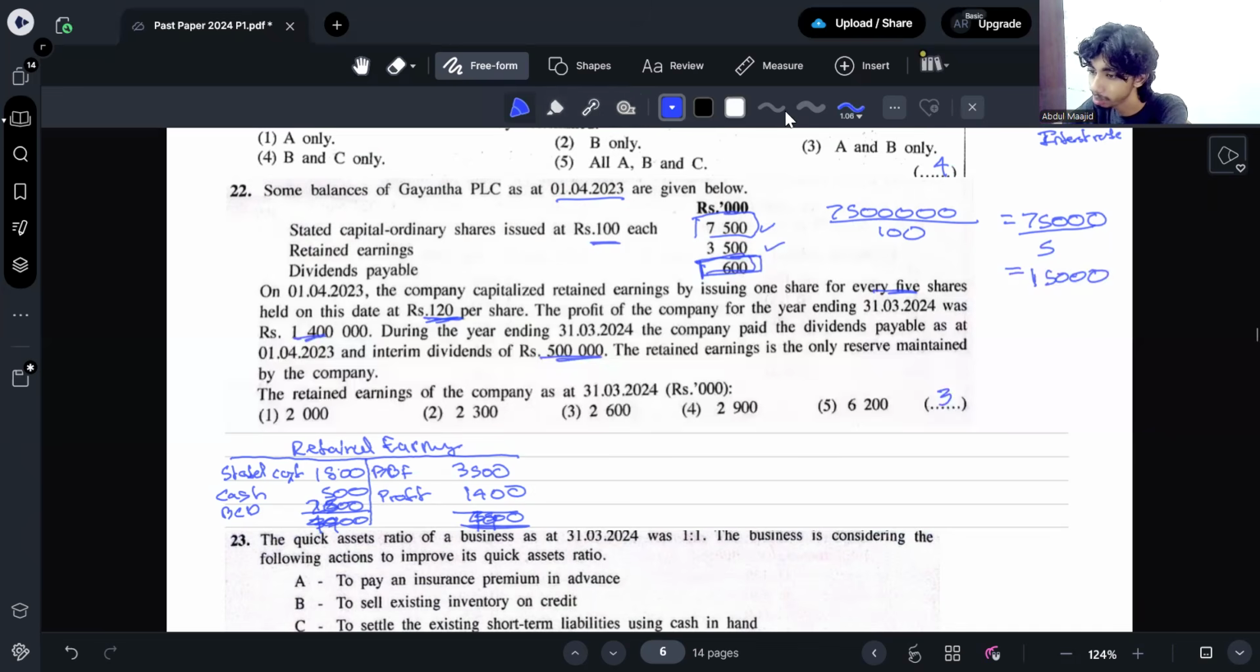Now what they are doing is capitalizing retained earnings by issuing one share for every five shares. That means for a person who has five shares, they are going to give one free share. So now in total you have 75,000 shares. How much is 1 over 5 of that? That is 15,000, right? It's simply 1 over 5 into 75,000, which is 15,000. They are going to give 15,000 free shares. Did you understand that, Atika?